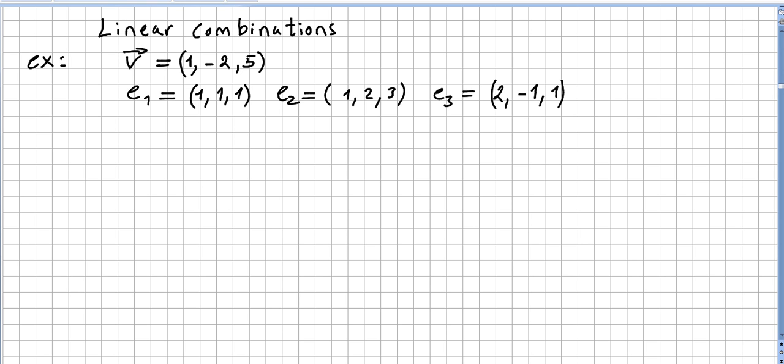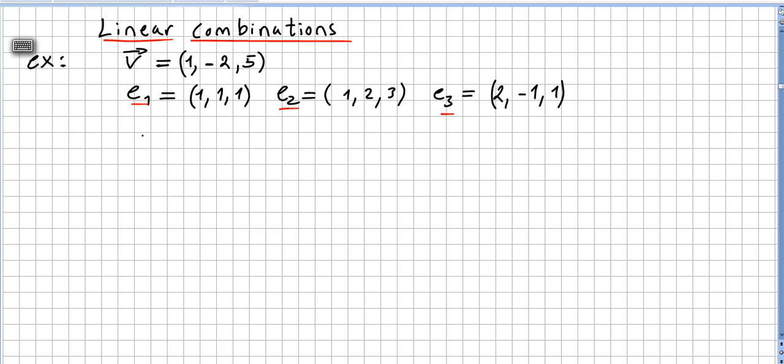In this video we are going to do some exercises on linear combinations. So let us say we have a vector v = (1, -2, 5), and we have vectors e1 = (1, 1, 1), e2 = (1, 2, 3), and e3 = (2, -1, 1). And let us write vector v as a linear combination of these three vectors.